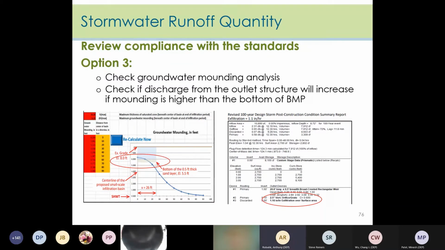If more flow is discharged from the outlet control structure, you should check if the peak flow rate from the BMP is still below the maximum allowable peak flow rate. If the discharge flow rate is above the allowable peak flow rate, then the basin size or the outlet control structure may need to be adjusted to provide more storage volume during the design storm.